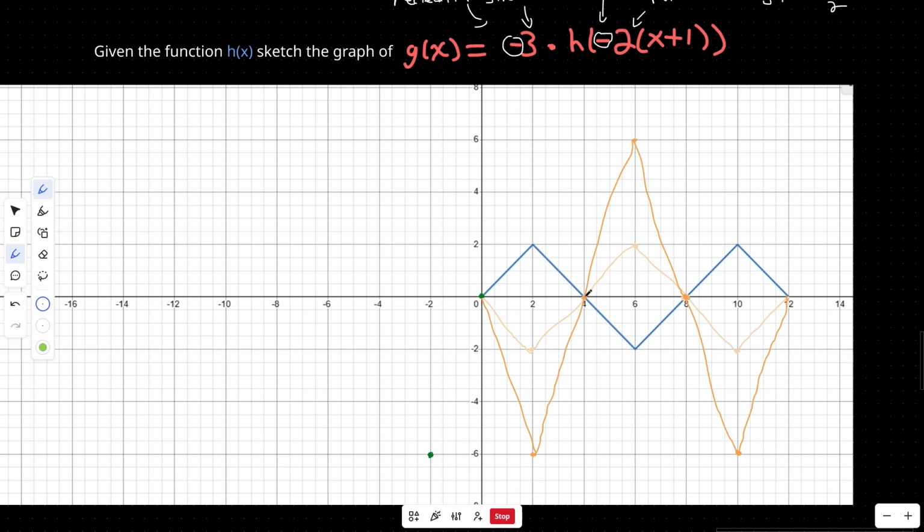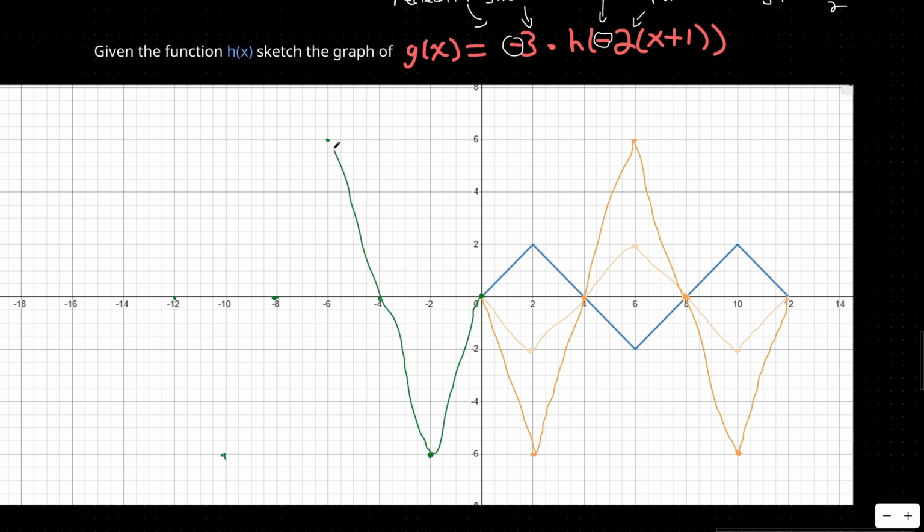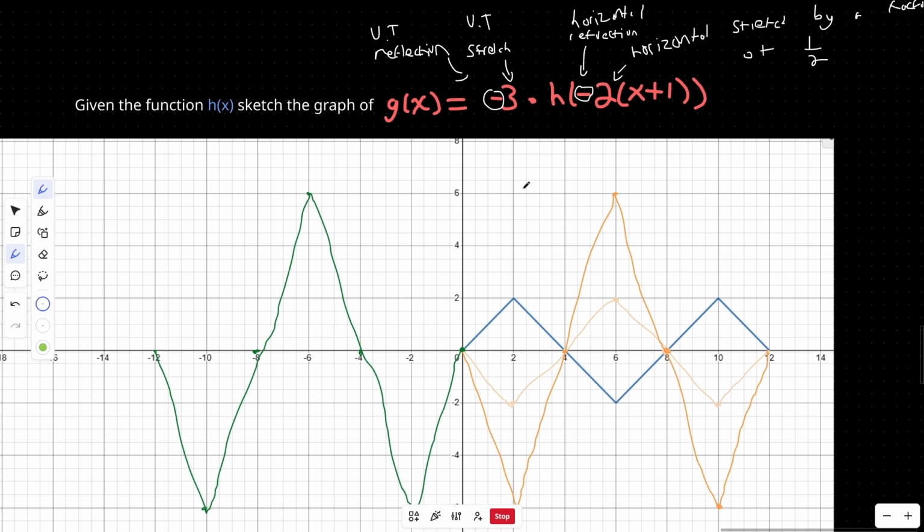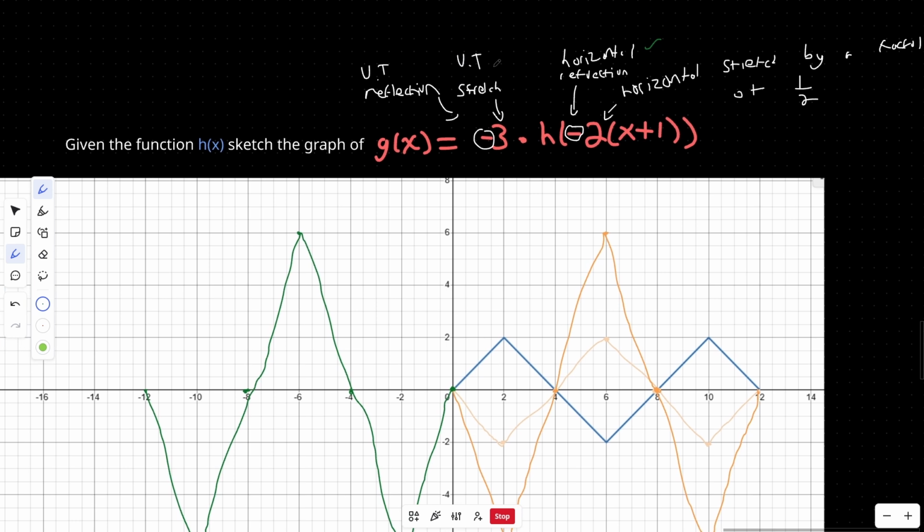Let's do point 4, 0. It's going to be negative 4, 0. The point 6, 6 is going to be negative 6, 6 right there. We're just reflecting all our x values. The point 8, 0 is now going to be at negative 8, 0. And the point 10, negative 6 is going to be at negative 10, negative 6 over here. And lastly, 12, 0 is going to be at negative 12, 0. So this is our horizontal reflection over here. Now that we got the horizontal reflection done, let's just check these off.